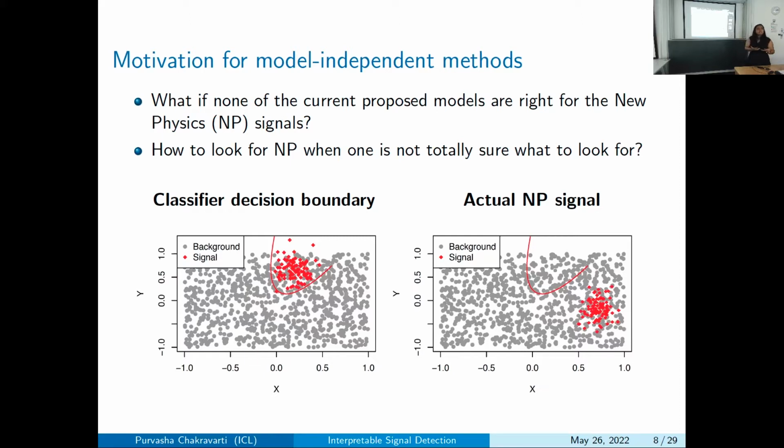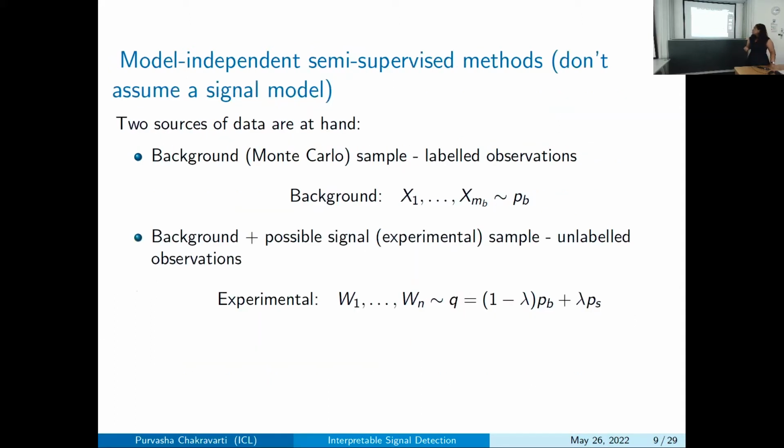So what do you do in such a situation, which is why we want to move away from the signal model assumption. So what we do is we have the same things as before, except we drop the signal samples.